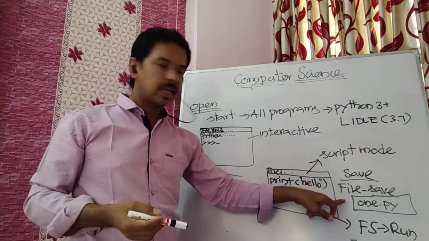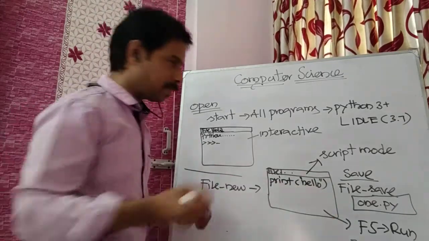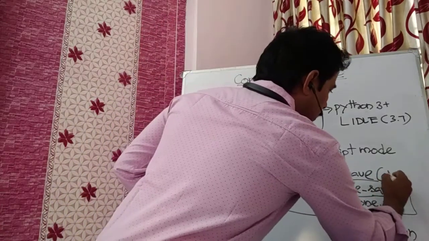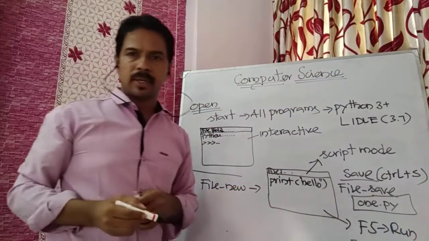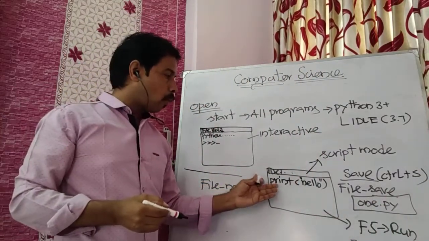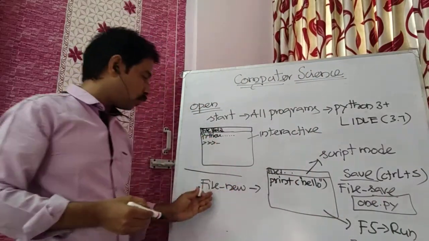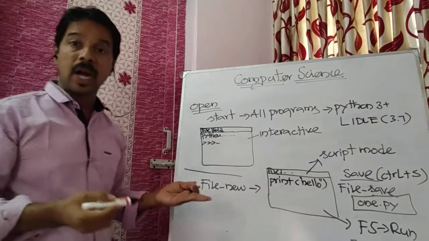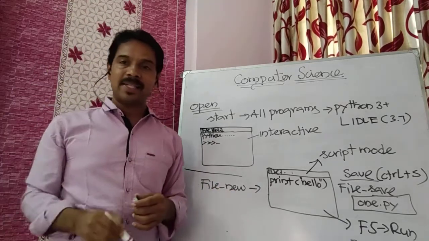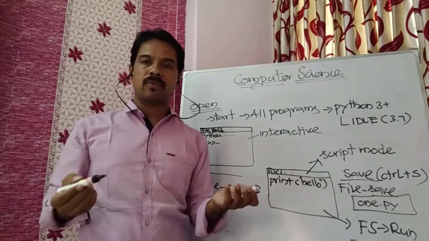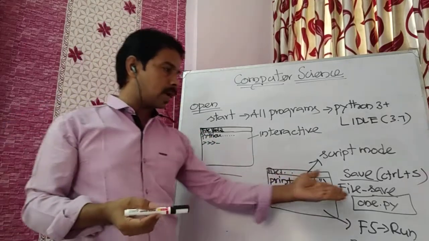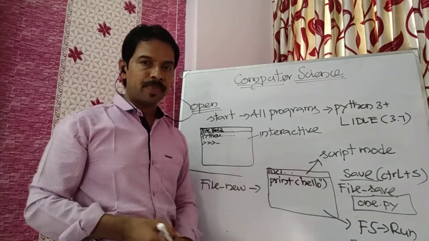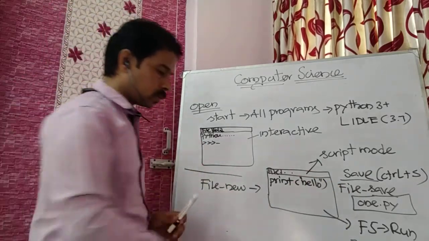Otherwise, a shortcut key is there: Control S. Yes, you can give Control plus S. That is also there. Even when you are opening a new file from here, what? Control N. That is the basic command, even from Microsoft Word, as you people are aware. So there also the same Control is used, Control N and so on. Okay, fine. But these are the two modes.